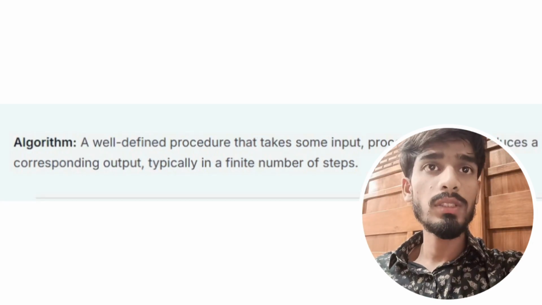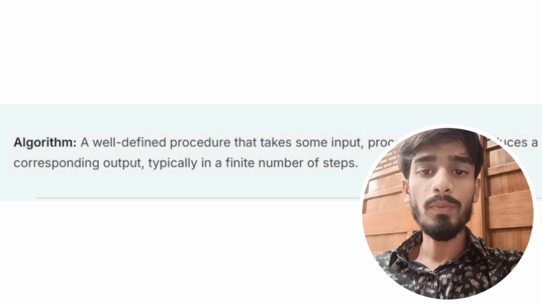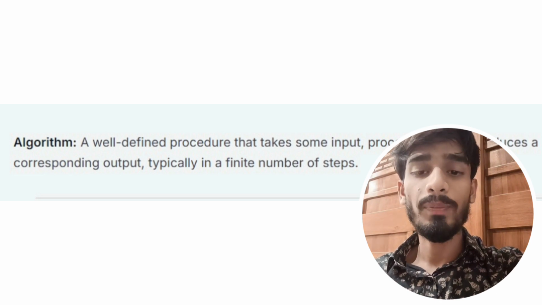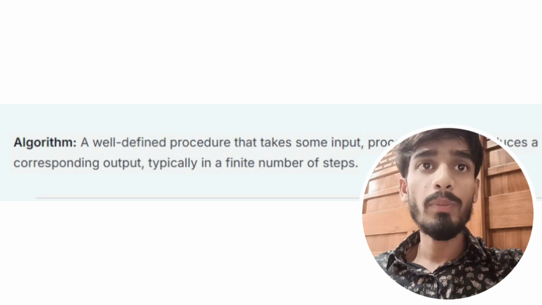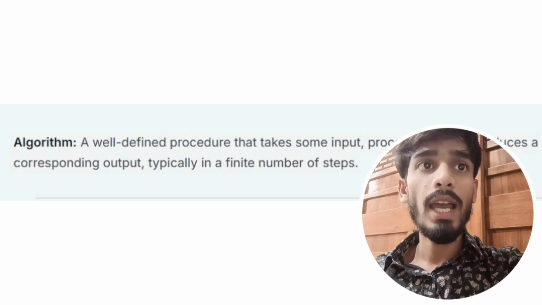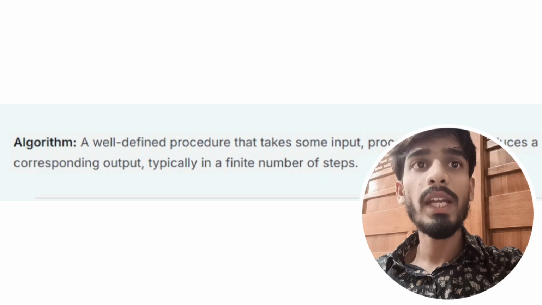Next, we are going to discuss some important points. First is, we are going to define an algorithm. What is an algorithm? It is a well-defined procedure that takes some input, processes it, and produces a corresponding output, typically in a finite number of steps.